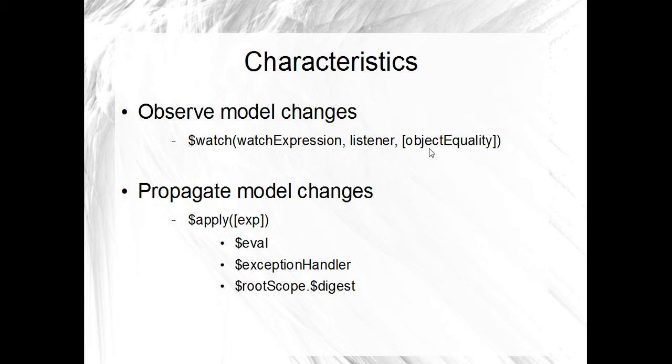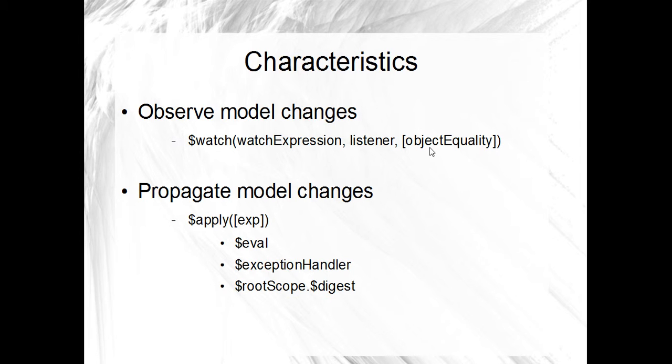And the third argument here, the object equality, is just an optional parameter, and by default, this value would be false. So comparison would be based on reference equality, and if this parameter is set true, comparison would be based on angular.equals instead.